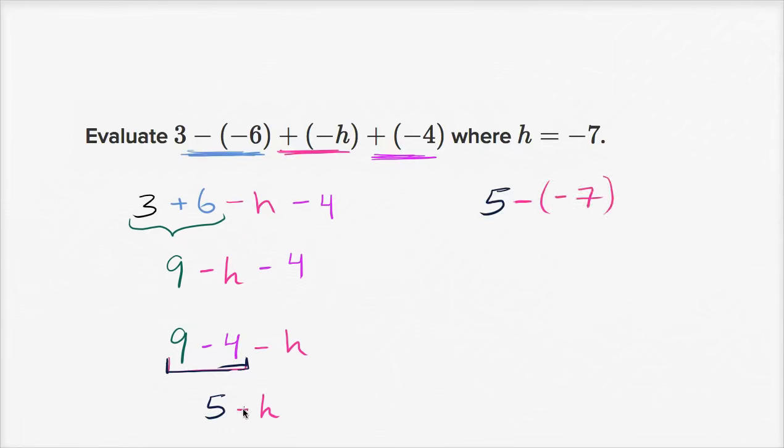You might be tempted to say, oh, I have a negative here, let me just replace h with a 7. Remember, h is negative 7. So you're subtracting h. You're going to subtract negative 7. So this is 5 minus negative 7, which is the same thing as 5 plus 7, which we all know is equal to 12. And we're done.